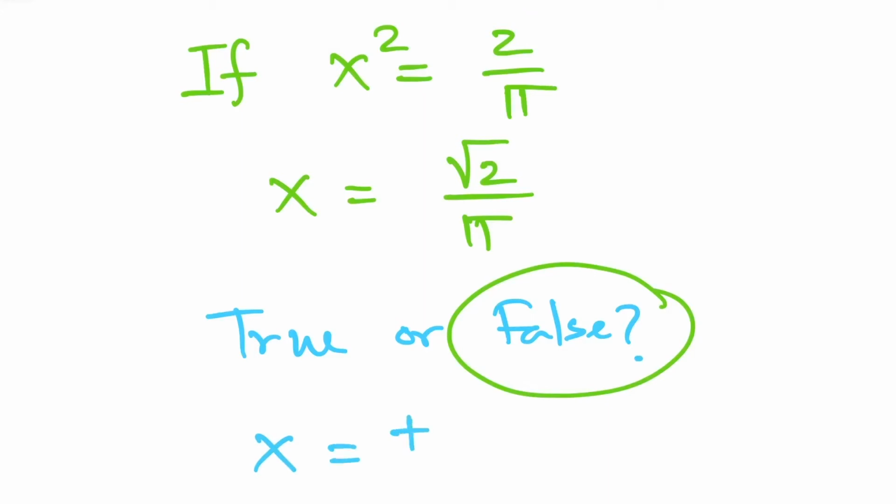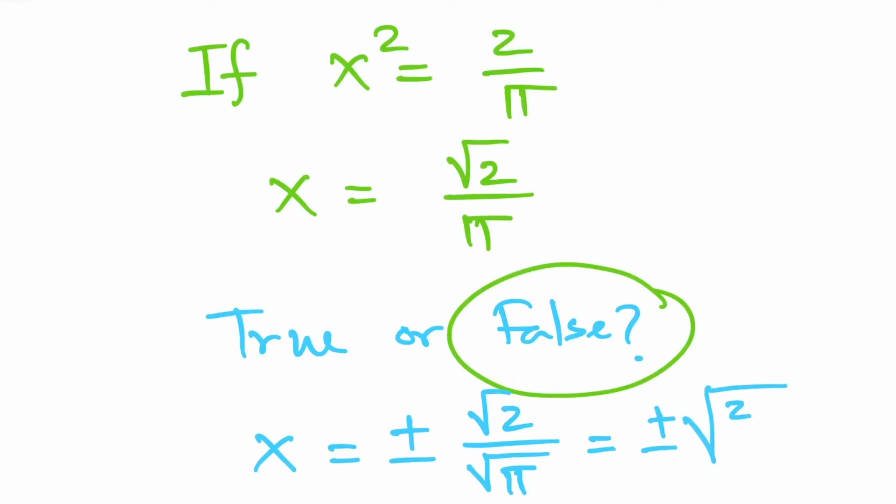So I forgot my plus minus sign. So don't forget your plus minus sign. And I'm also missing the radical sign on top of pi, okay? So the answer is going to be x equals plus minus square root of 2 divided by square root of pi. Or you can also write this as plus minus square root of 2 over pi.